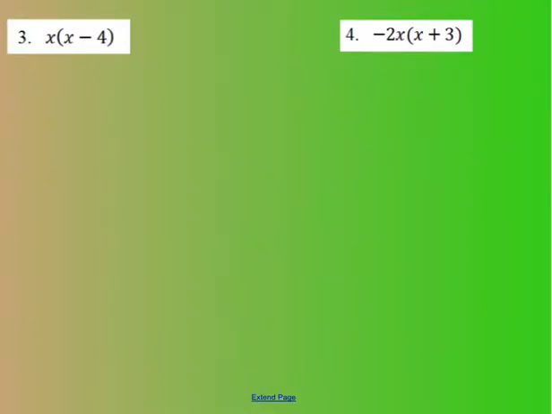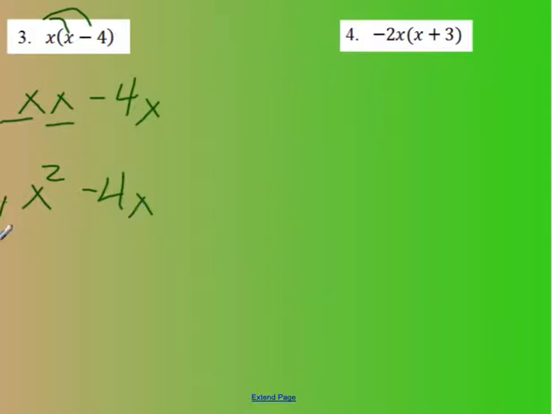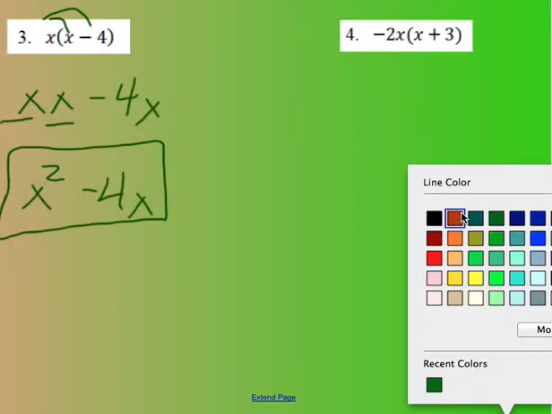To start off with, we're going to take x and distribute that in. So we're going to take x times x, and then negative 4 times x. Let's go ahead and simplify that out. x times x is x squared, and there's nothing we can do to simplify negative 4x anymore. Check to make sure your answer is in standard form. Exponents are going in descending order, so we're good. That one's done. Let's take a look at number 4.